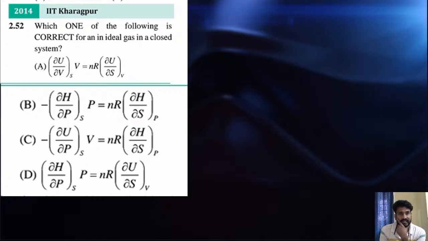If you see here, this is the ideal gas equation. All these four options are formats of the ideal gas equation, and we have to choose the correct one. The correct ideal gas equation is PV is equal to nRT. Okay, it is clear to you. This is the correct ideal gas equation.